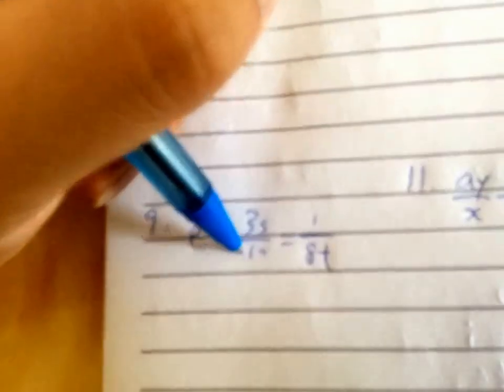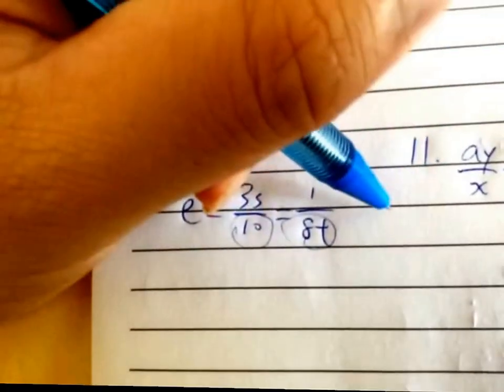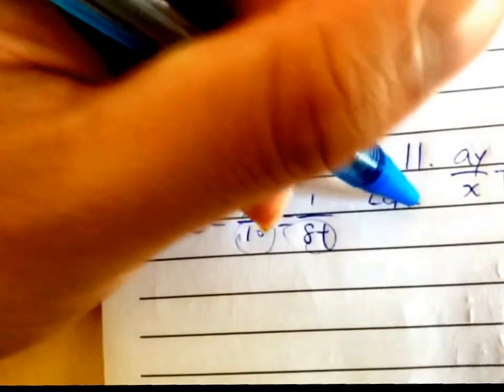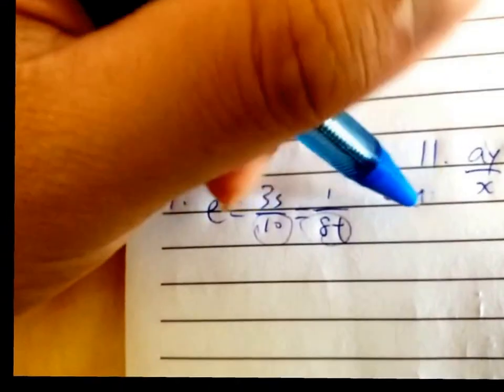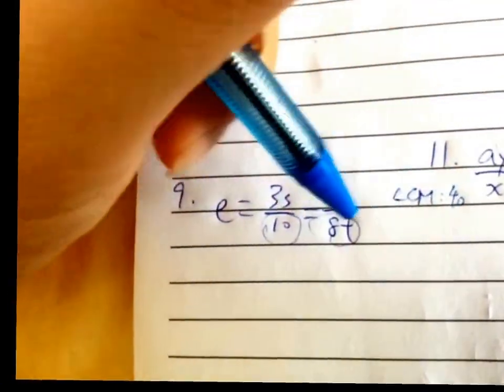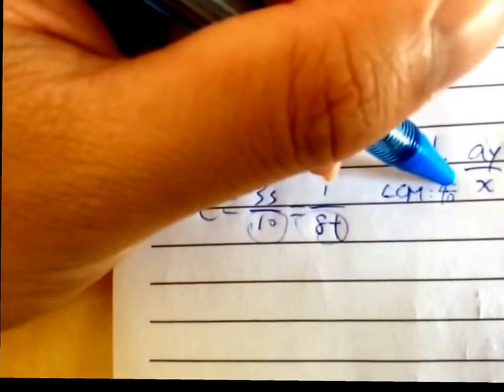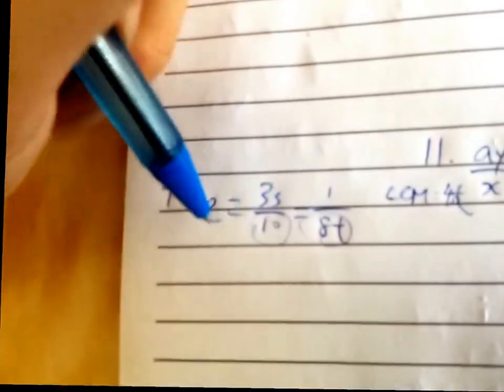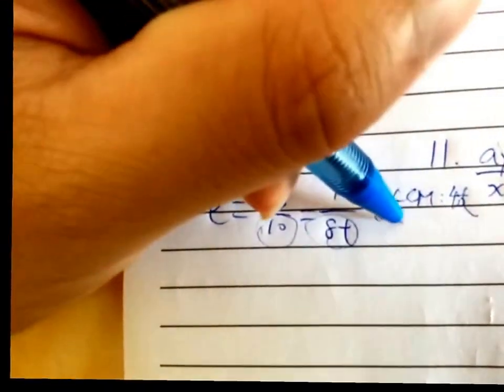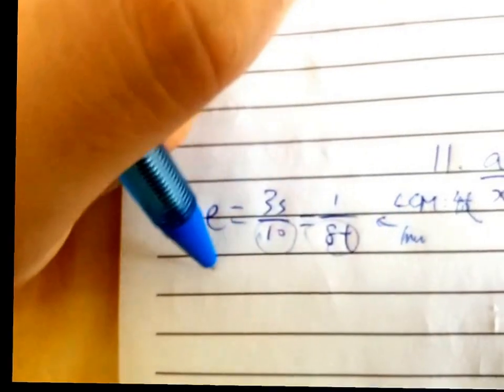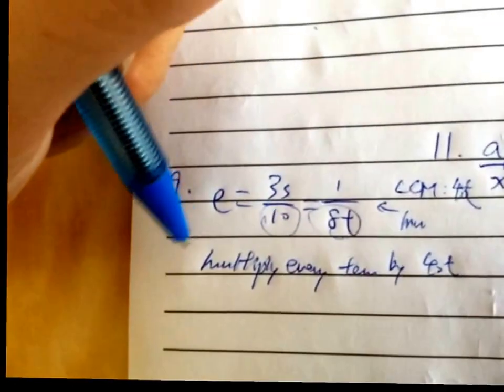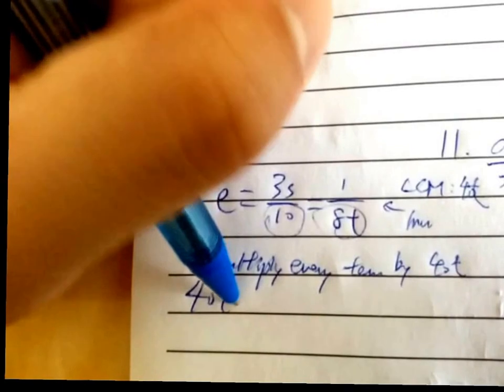Number 9, I want to make s as a subject. So I have these two denominators. So the LCM of 8 and 10 is 40. And there's a t, so 40t. So multiply every term by 40t. So this one is 40te.